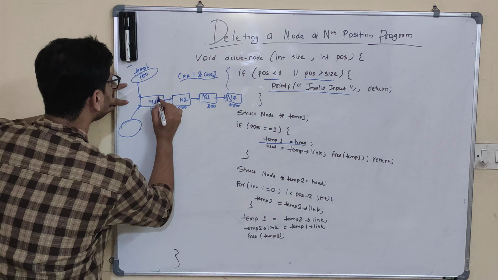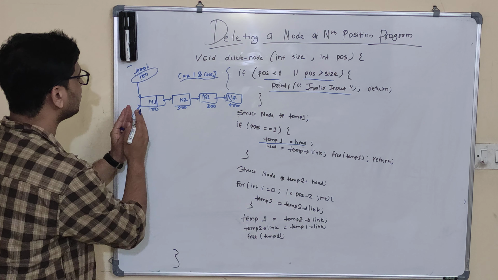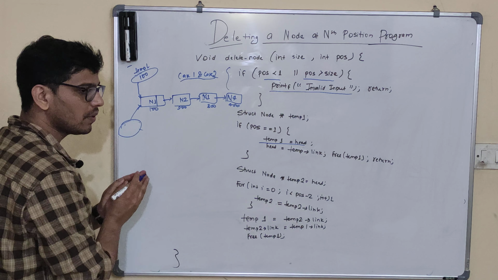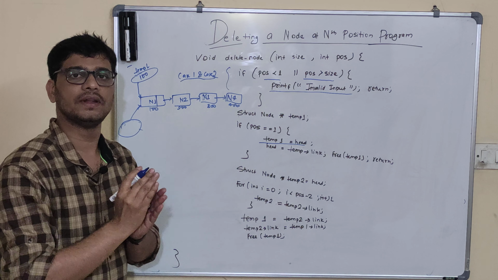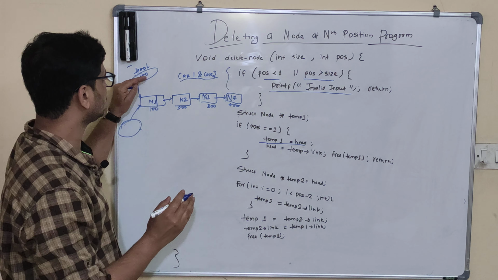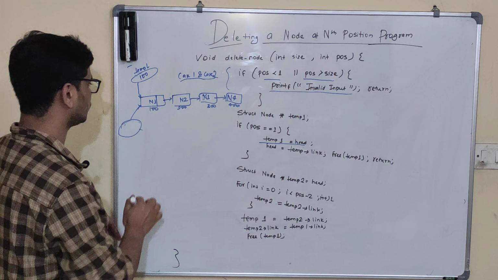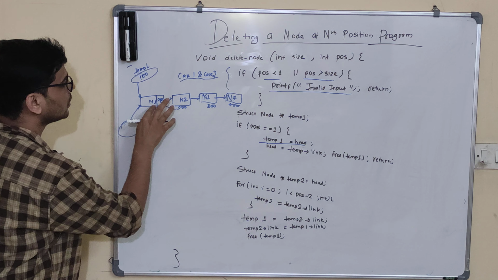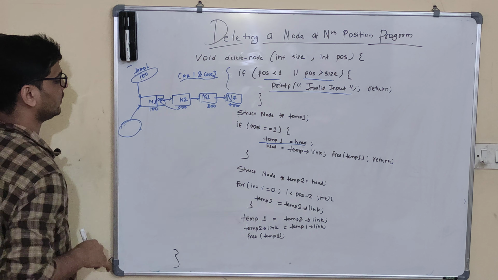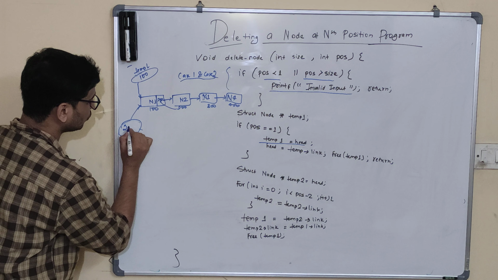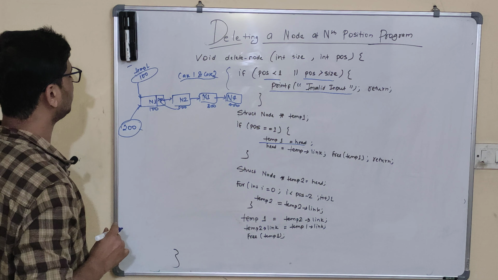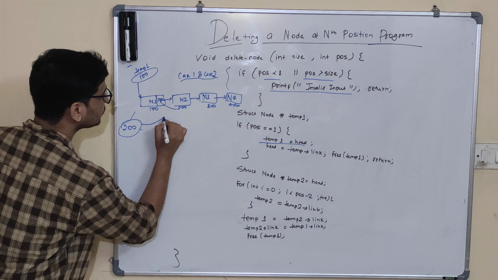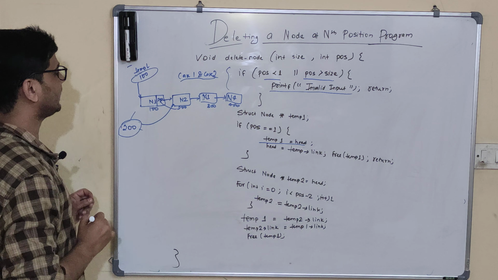And what will be the link part? It will be the link part of node 1, that is the link part of the node starting from memory address 100. Why? Because temp is containing 100 right now. So this will be equal to 200, as node 1 will contain the address of node 2. So the value of head will be updated to 200, and head will start to point to the second node.